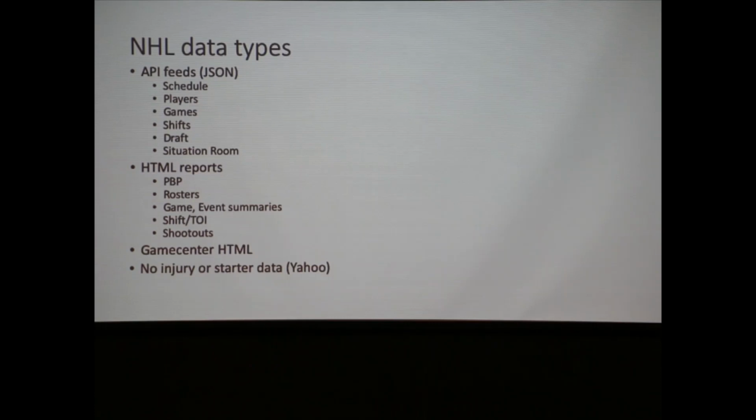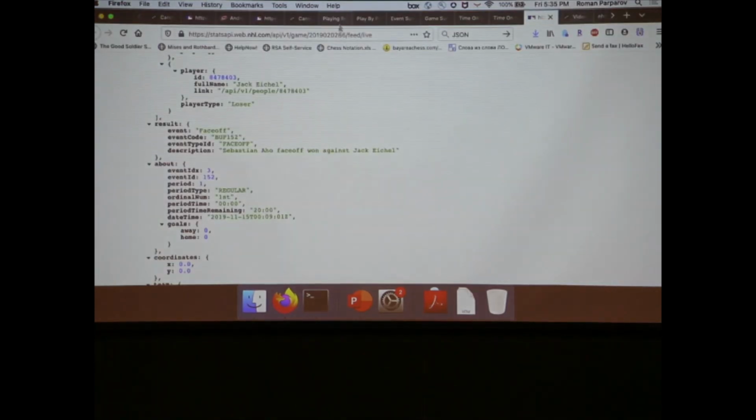So the data types that are provided, this is an incomplete list, and I'm not using them all myself. We have the API feed, which is the schedule feed. There is a player feed, you can get information about players. Let me show this one too.